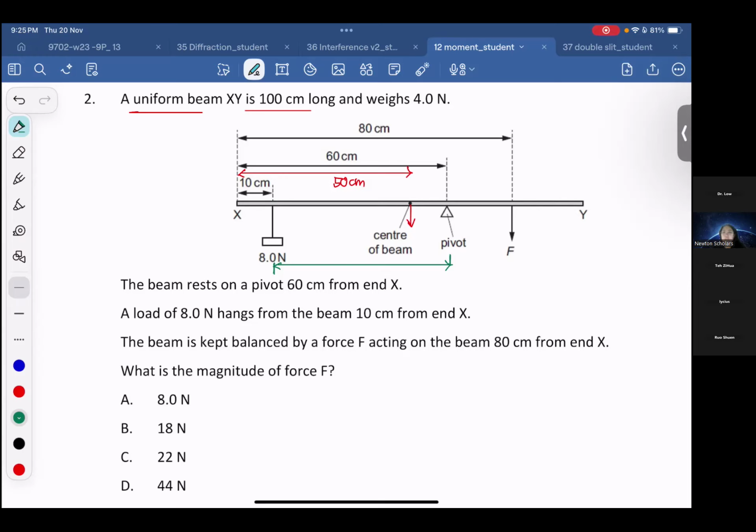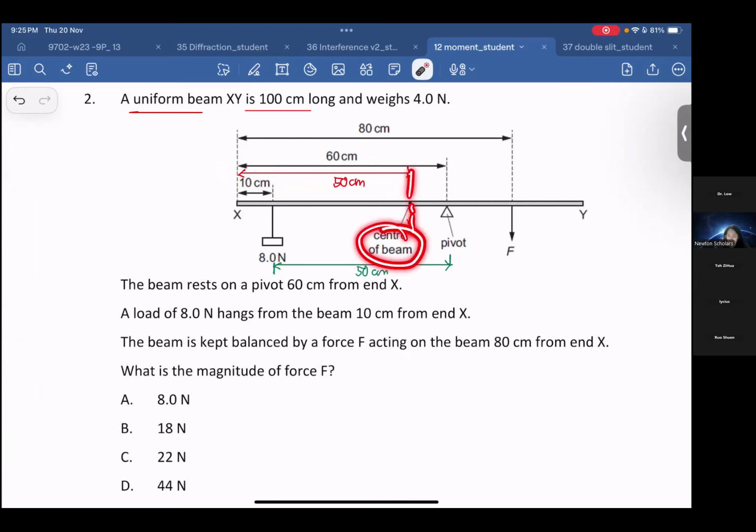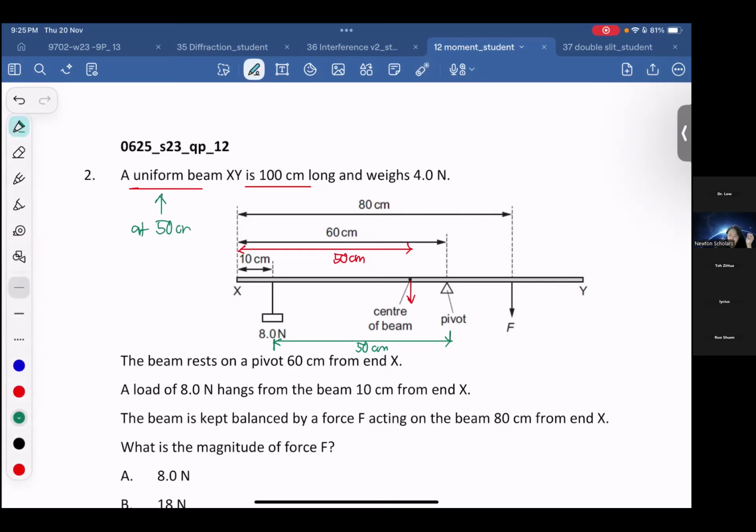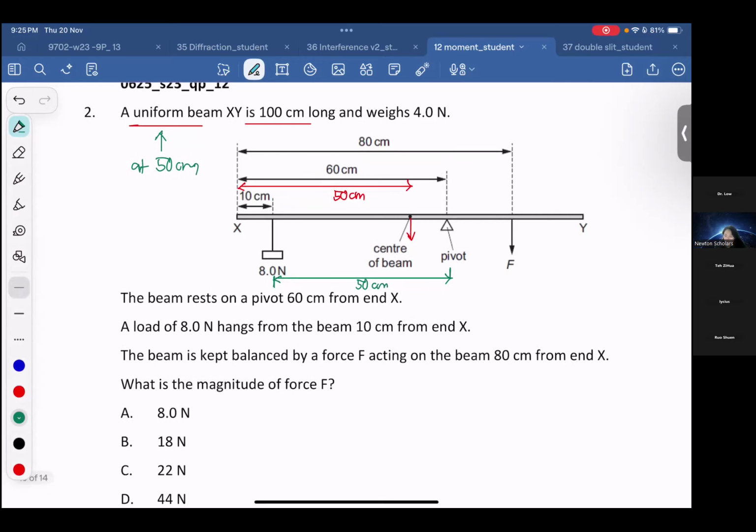This question we do together. I worry you cannot solve it. Megan, correct. It should be 50 cm. Why do I know? From here to here is 60, from here to here is 50. How do I know this one is 50? Again, center of beam, uniform. This one is 100 cm long, which means the total length of the meter rule is 100 cm. Where is the center of mass? It should be at 50 cm, half of the meter rule. So I know that the red part, from here X to the center of the beam, is 50 cm.